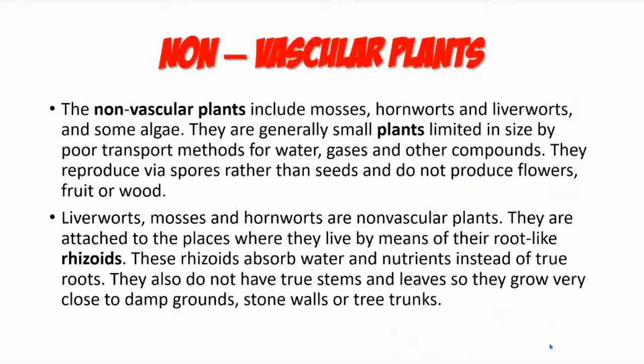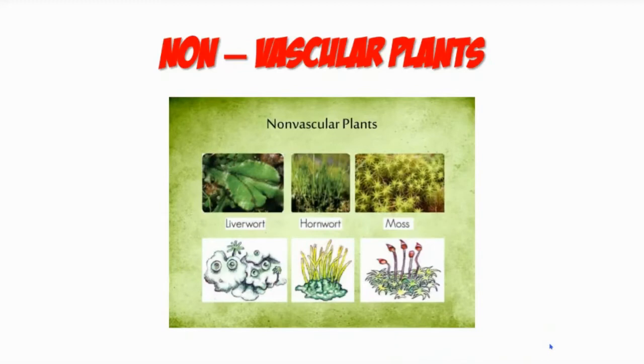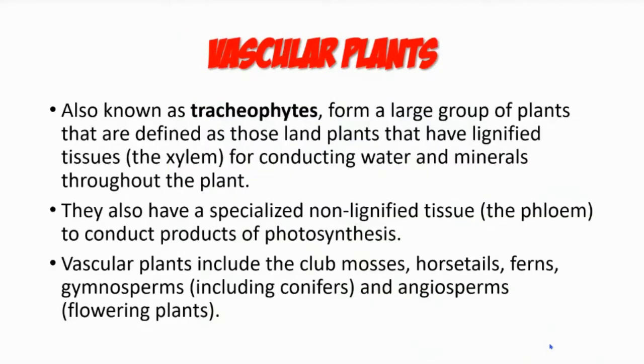They also do not have true stems and leaves, so they grow very close to damp grounds, stone walls, or tree trunks. So, yan po yung mga examples ng non-vascular plants. Na-mention ko na rin po dyan yung example. So, next po, sa mga vascular plants, also known as tracheophytes, form a large group of plants that are defined as those land plants that have lignified tissues or the xylem for conducting water and minerals throughout the plants. No? So, they also have a specialized non-lignified tissue or the phloem to conduct products of photosynthesis.